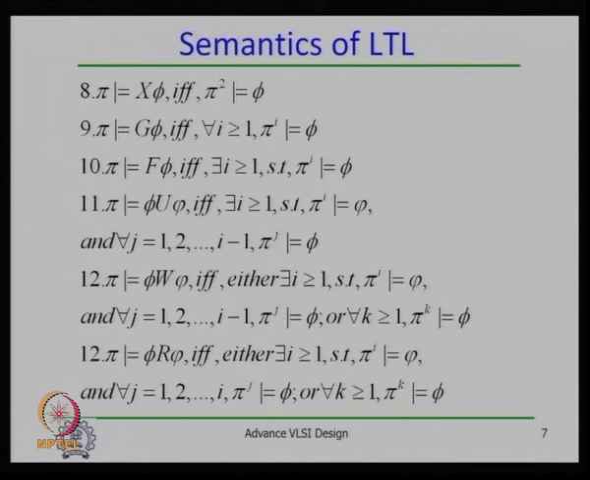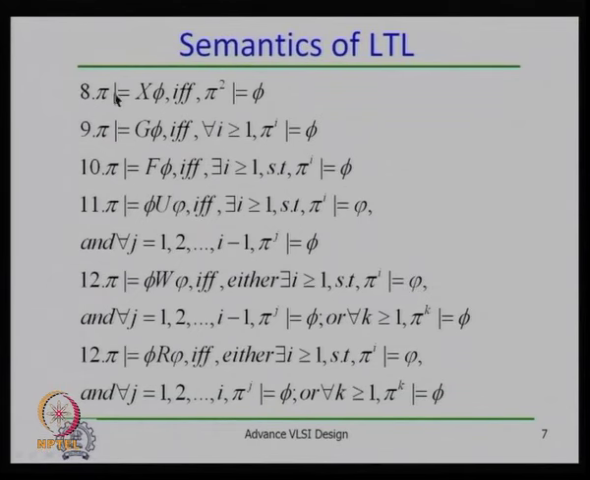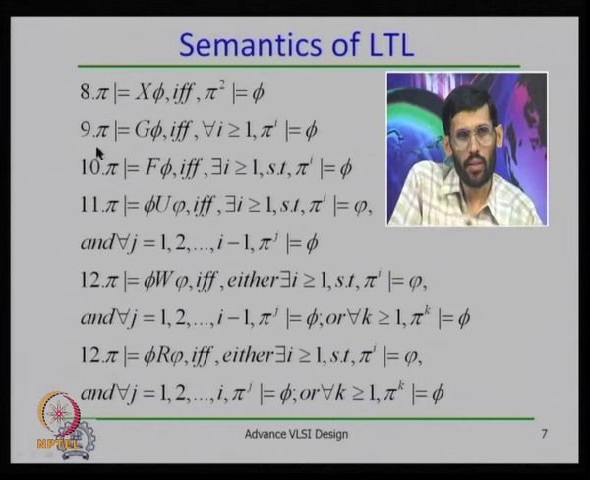The temporal formulas are defined as follows. Pi satisfies X phi if and only if in the very next state formula phi holds. G phi holds if and only if in that path phi holds everywhere for all i greater than or equal to 1. Future, F phi, means somewhere there exists at least one state in that particular path wherein the formula holds.